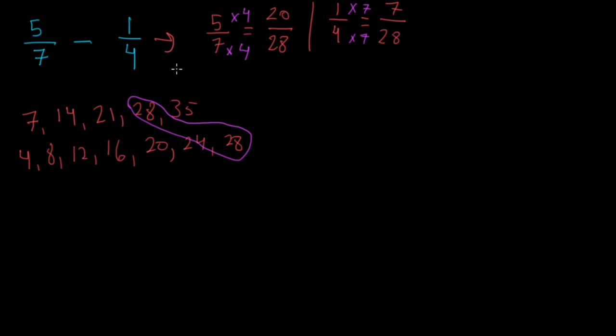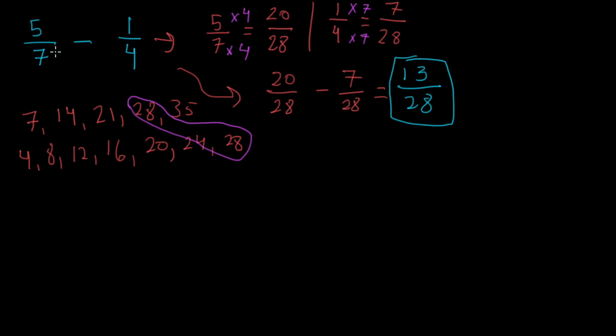So our new problem is 20 out of 28 minus 7 out of 28 is 13 out of 28. And that's our answer. So 5/7 minus 1/4 is 13/28, okay? Now, this can look a little weird, right? Because we have very different numbers here, all right?